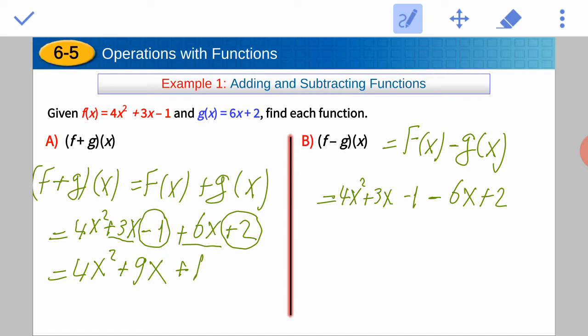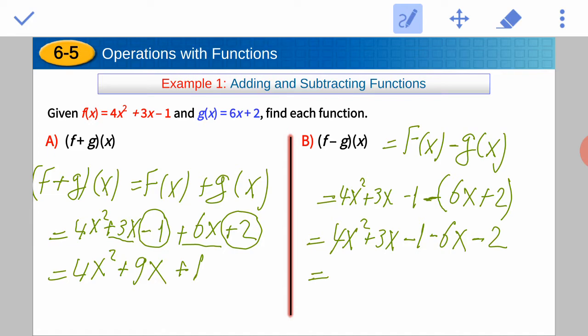Yes, absolutely correct. My mistake is this minus is in front of g of x, so I have to keep g of x in parentheses. This is the importance of parentheses, because actually this is the distributive property. I need to multiply this invisible negative 1 by every term inside. So this simplifies. I'm going to copy the first part, 4x squared plus 3x minus 1. And now minus times 6x, it's minus 6x. And minus times plus 2, it's minus 2.